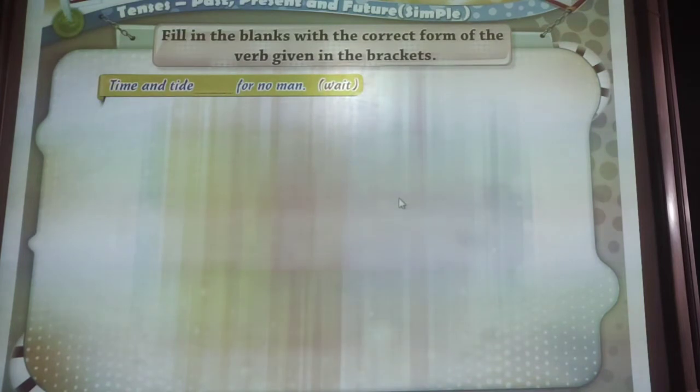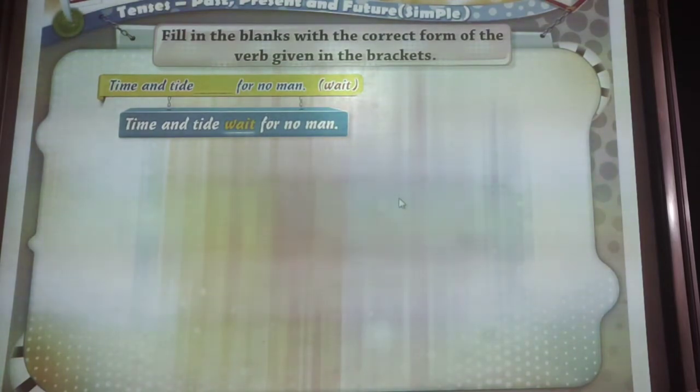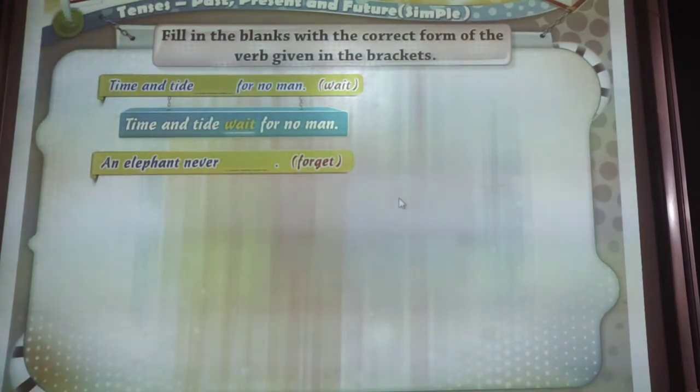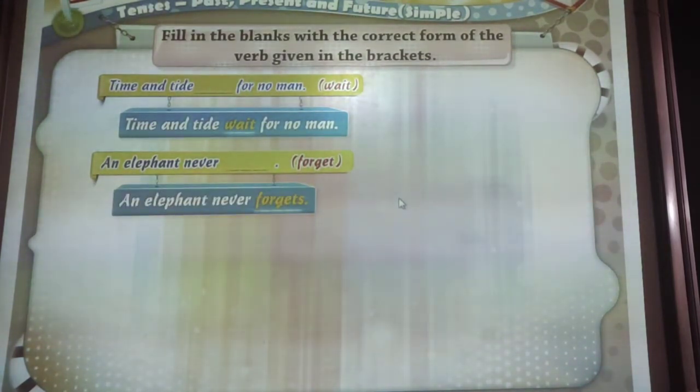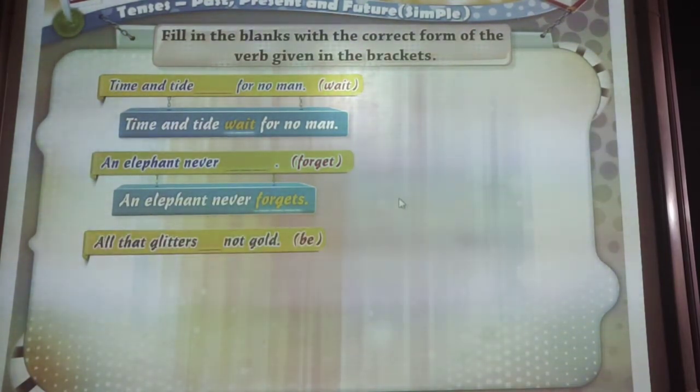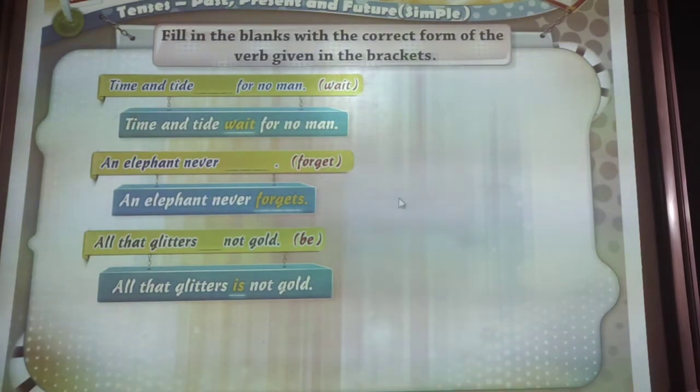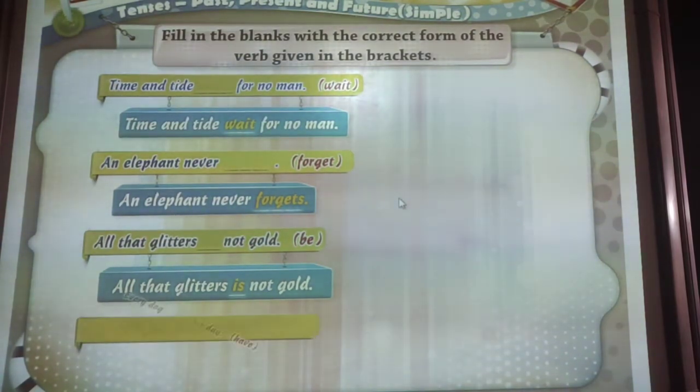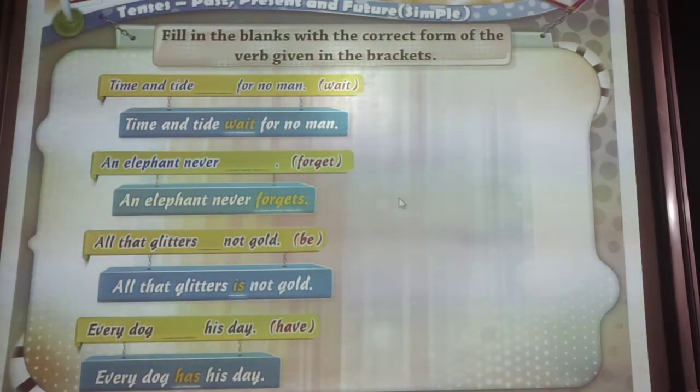Now, fill in the blanks with the correct form of the verb given in the brackets. Time and tide ___ for no man. Wait. Time and tide wait for no man. An elephant never ___. Forget. An elephant never forgets. All that glitters ___ not gold. Be. All that glitters is not gold. Every dog ___ his day. Have. Every dog has his day.